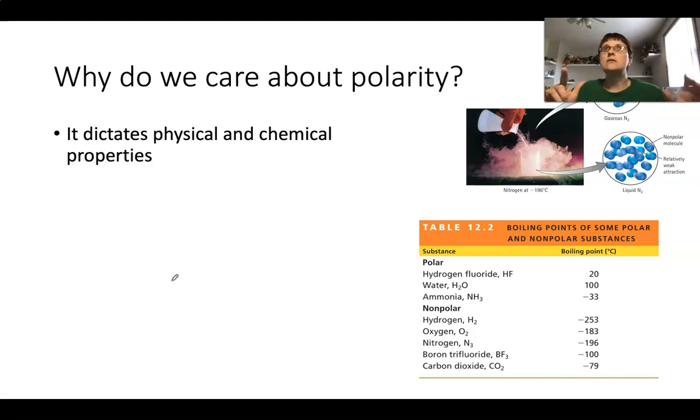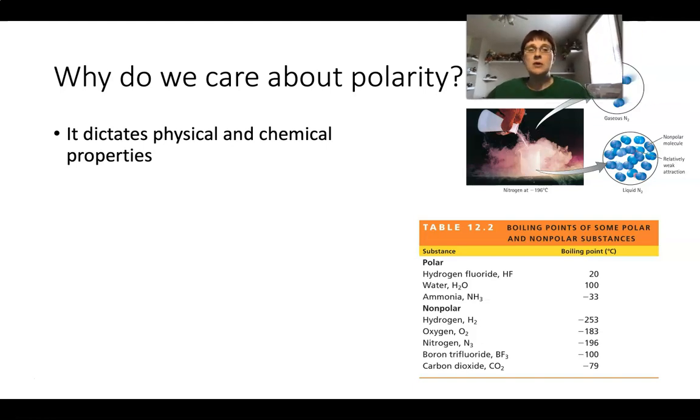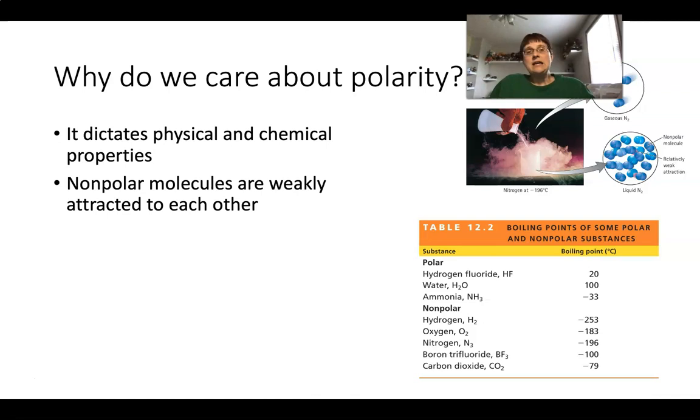any material. So if a molecule is polar, or if a molecule is nonpolar, it's going to dictate how that molecule works as far as what it's going to interact with as far as other molecules, but also just things like boiling point. And this is because of things like this.